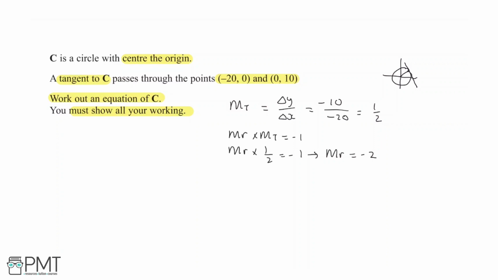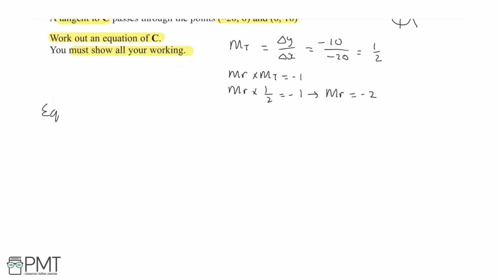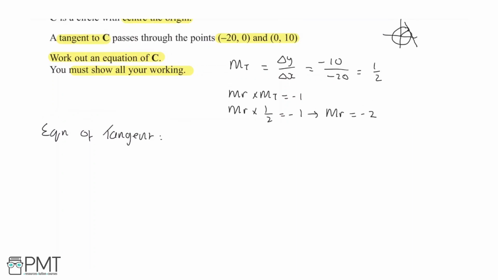Now we're going to use our two gradients to work out the equation of our tangent and the equation of our radius. So, equation of tangent. This will take the form y equals half x plus c. We can use one of these points. We'll just use the point (0, 10) because it's easier. We'll say that 10 equals half of 0 plus c, and therefore c equals 10. Therefore, y equals half x plus 10.